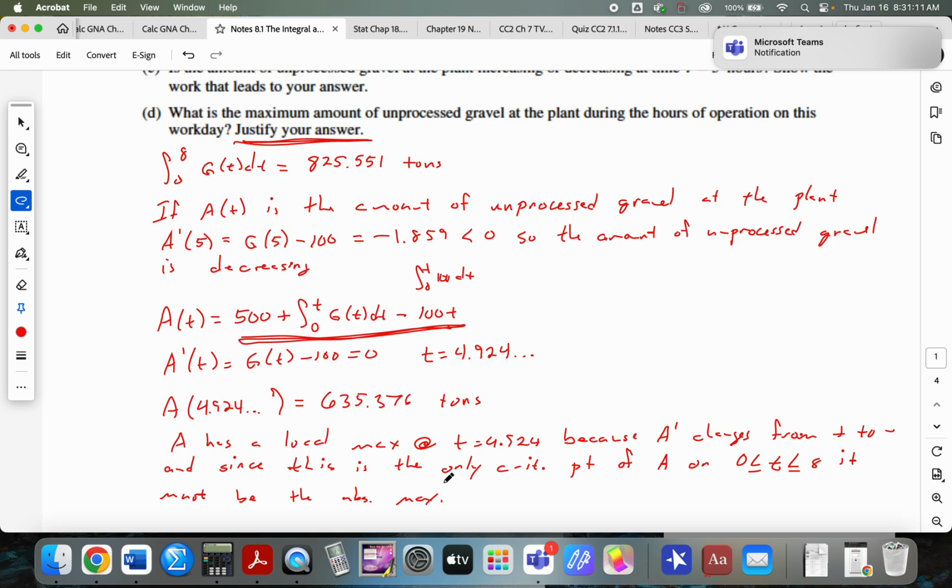The other way to justify that it's an absolute maximum would be to say this is more than 500, which is where it started, and then find out the amount that was there at the end. This is faster. A little bit more writing, but you don't have to find out how much there was at the end of the day.